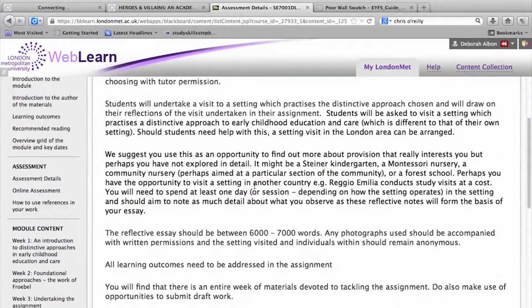Now, this reflective essay is of 6,000 to 7,000 words, which you can see here. And it's based on a visit that you're going to do to a piece of provision that's different from where you work. So, for instance, if you work in a reception class of a primary school, and you've always had an interest perhaps in the work of Steiner or the work of Montessori, but you've never visited one of those settings, you might choose to spend a day in a setting like that, really looking in detail at what they're doing, talking to the people there, observing the practice there, making reflective notes, and your essay is going to be based on that.